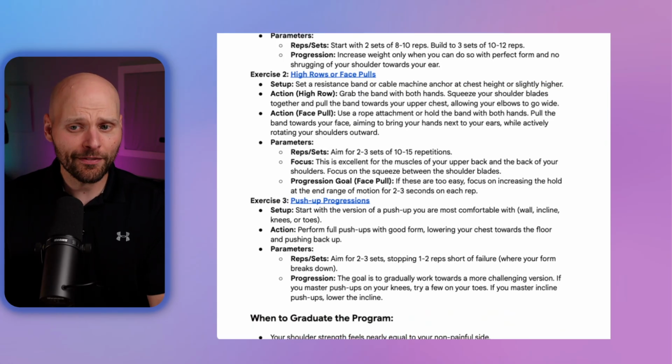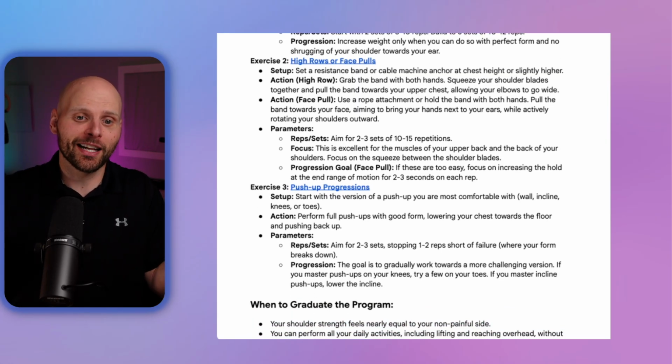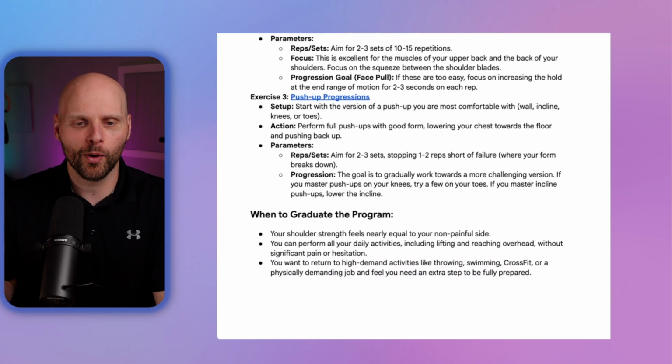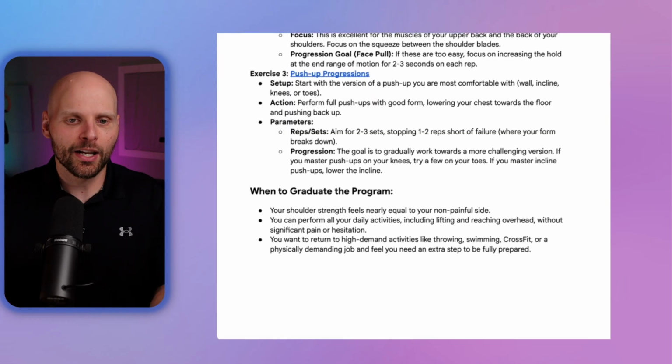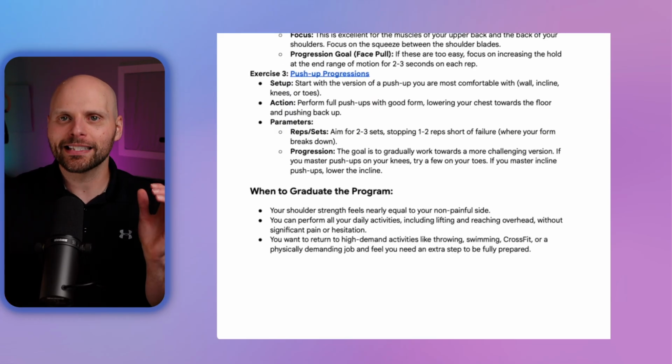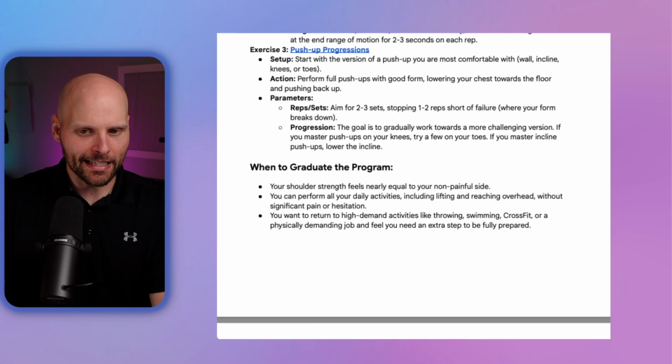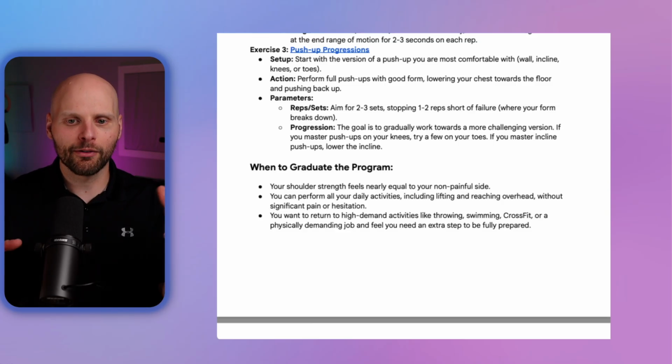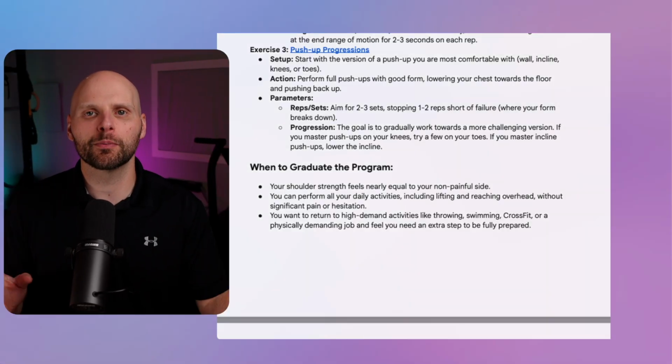That's the big thing. And after you've done that, hopefully you're feeling good, right? And the question might be, well, when do I graduate the program? Or when am I ready to get back? It's when you feel like you have strength on both sides that's pretty equal, when you can perform your daily activities, including lifting, reaching overhead, and you're not really thinking, right? You're not hesitating. The big thing when people have pain, they're like, oh, I can't do that. That's hurting. It's when you can just get back to your normal function and do things without thinking.